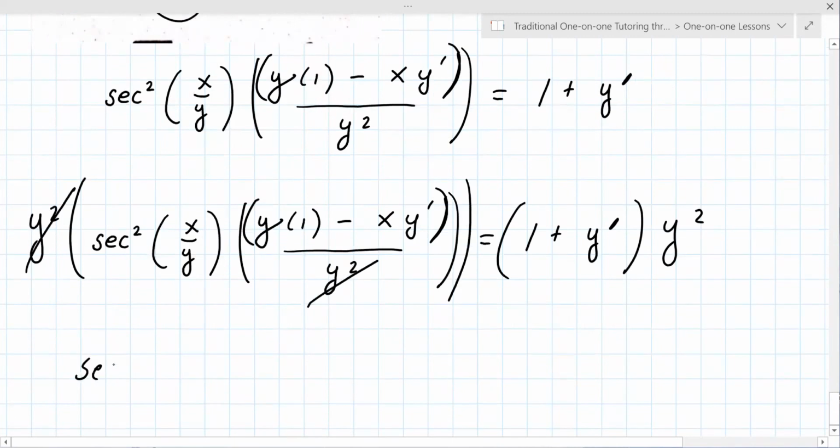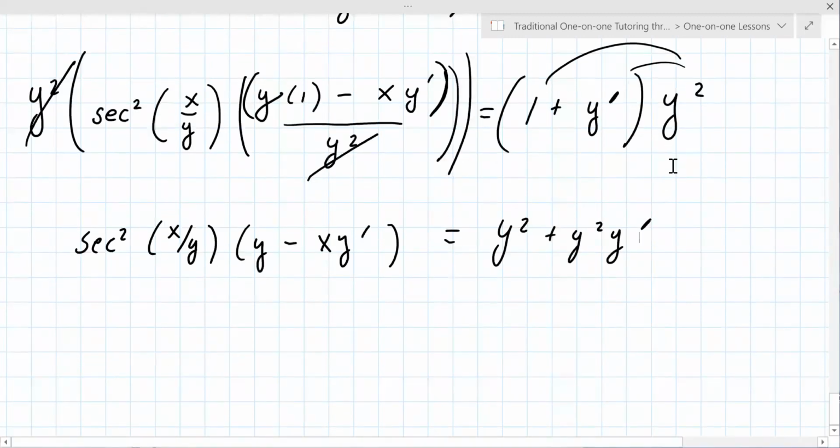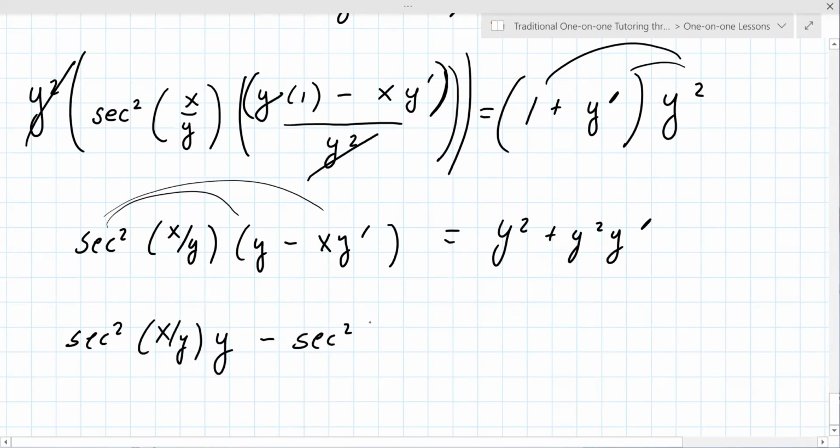So your left side is still secant squared x over y. Y times 1 is y minus xy prime equals this. And then you are going to distribute here. So it's y squared plus y squared y prime. Is that okay? Is that clear? Yes, sir. Okay. Now this secant squared, it's kind of like what we talked about in the last one. This whole thing multiplies each of these. And I'm going to append the variable. So it's secant squared x over y minus secant squared x over y xy prime.